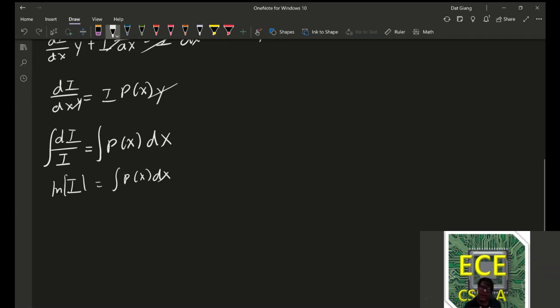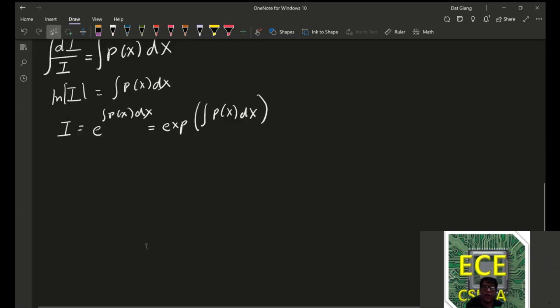Now, unfortunately, we don't have a simplification for the right-hand side, mainly because we don't actually know what p of x is. So, as such, we keep it like so. Now, we can solve for I by assuming that I is greater than 0. As such, we're able to take the exponential of both sides, and so I is equal to e to the integral of p of x dx. However, I don't really like this form, so I like to express it as the exponential of the integral of p of x dx.